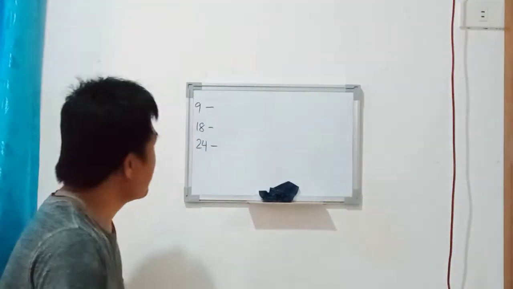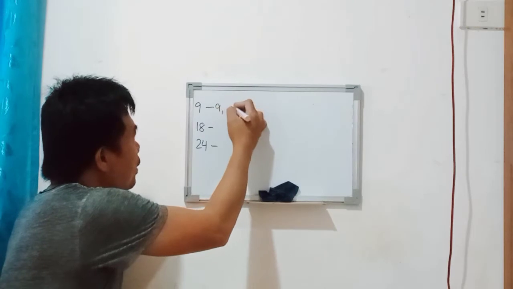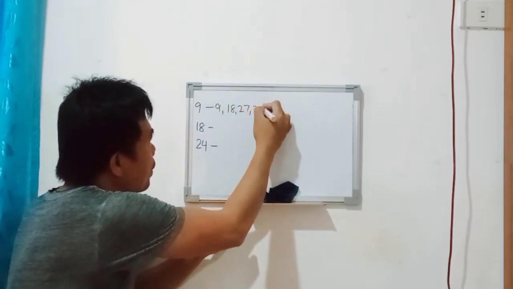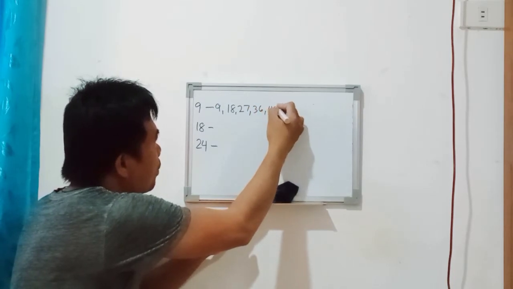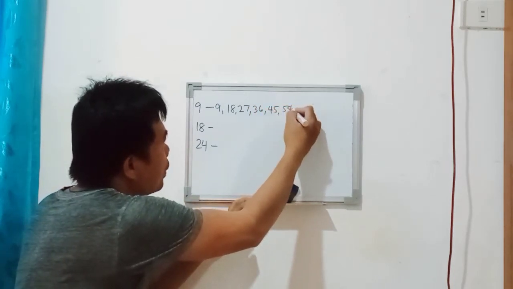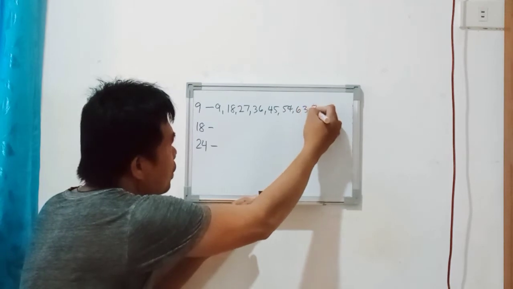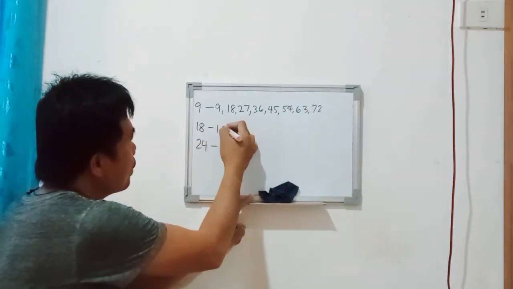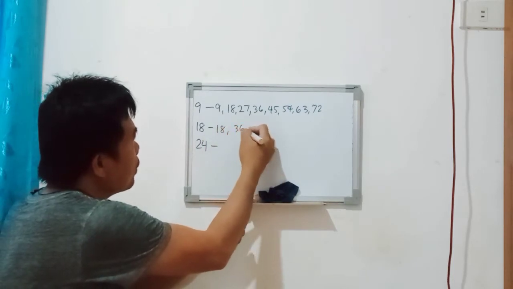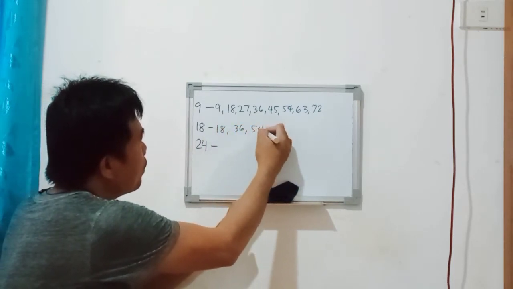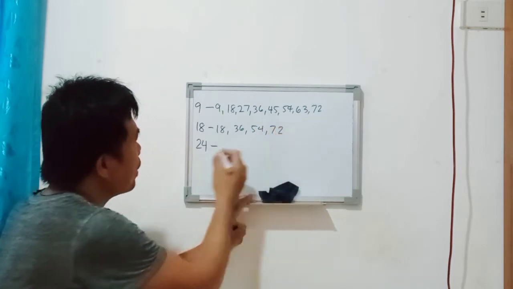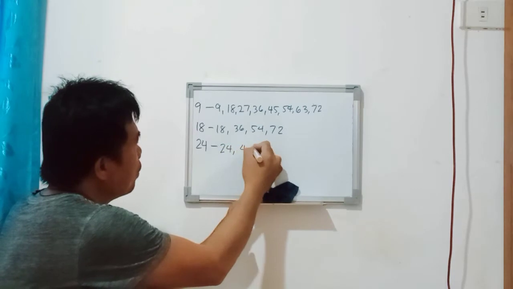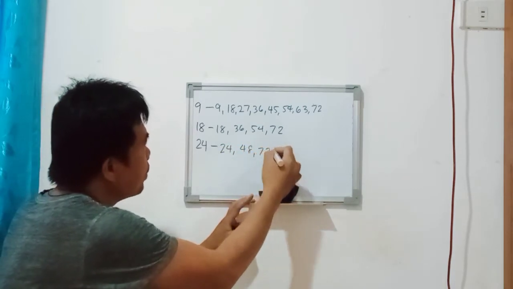So the multiples of 9 are 9, 18, 27, 36, 45, 54, 63, 72, and so on. While for number 18, it's 18, 36, 54, 72. While for 24, it's 24, 48, 72.